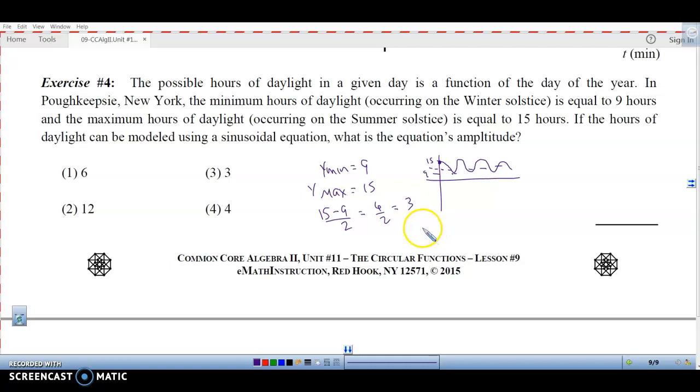So that means that the difference between these is going to be 6. So from here to here is going to be 3, and here to here is also going to be 3. So that means that the amplitude has got to be 3 when you do that. Okay, so that's it for sinusoidal modeling. You can get started on the homework.